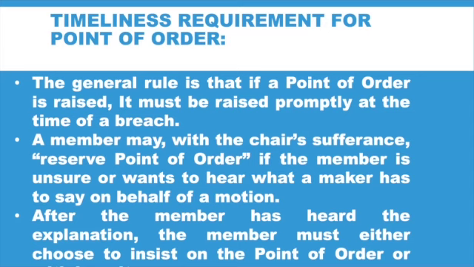So if the breach happens and nobody saw it, you can't go back for that point of order. It has to be promptly at the time of the breach. A member may, with the chair's sufferance, reserve a point of order, if the member is unsure and wants to hear what a maker has to say on behalf of a motion.